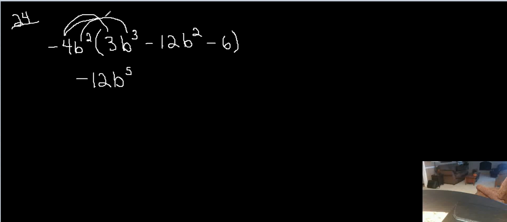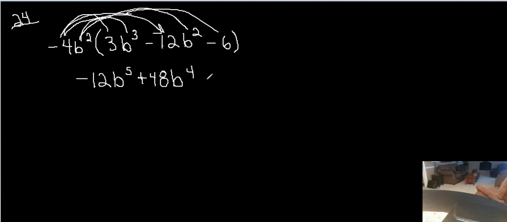Next, I've got negative 4 times negative 12, which is positive 48. And b squared times b squared is b to the fourth. Negative 4, that's coming over here, times negative 6 is positive 24. And that b squared comes along for the ride. And there's our answer. No like terms. Next.